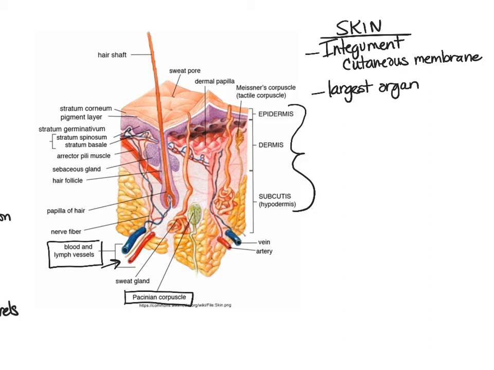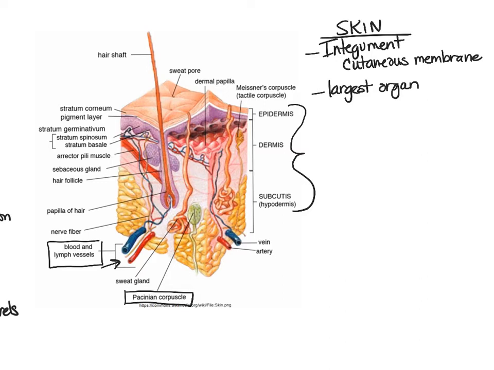The Pacinian Corpuscle is part of a receptor. It's a different type of receptor that we'll talk about. And so we have all of these different things going on in the skin. It's a living organ. Lots of things are happening in the skin. We have the three different layers.